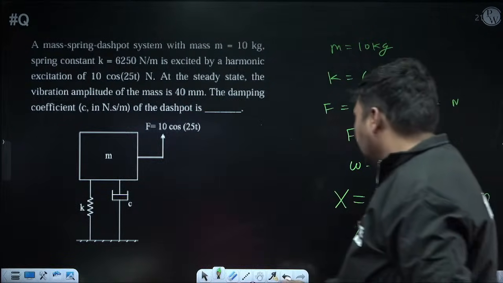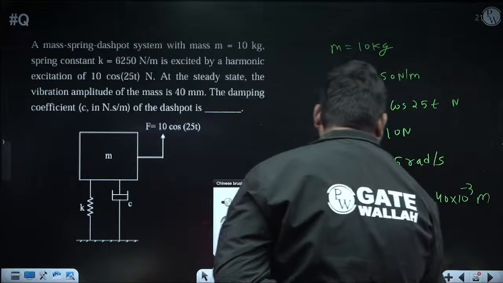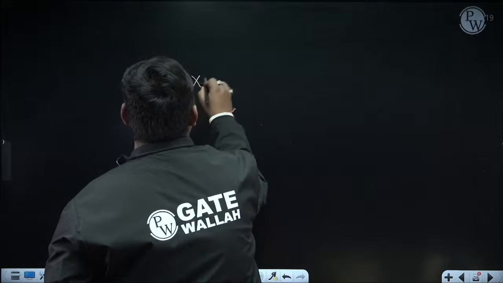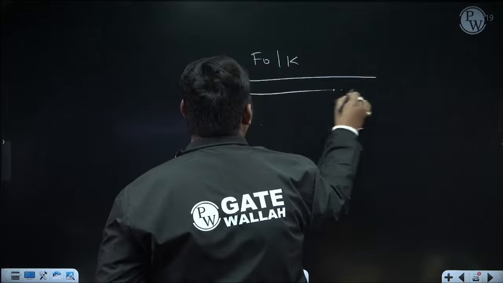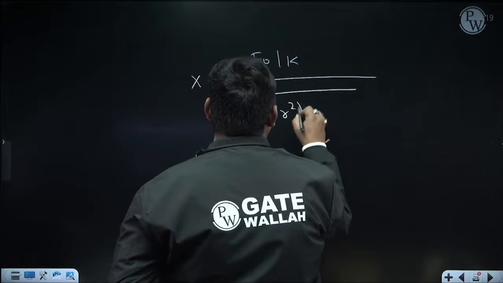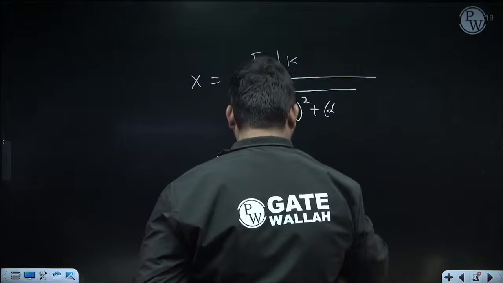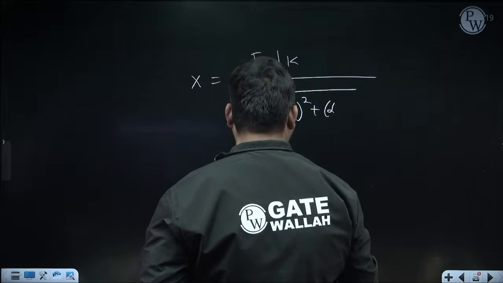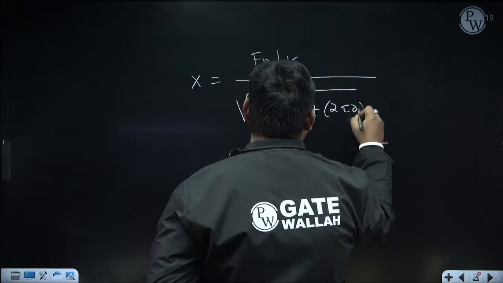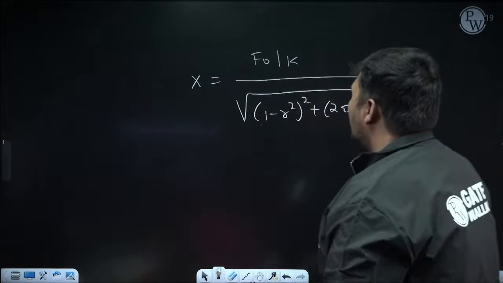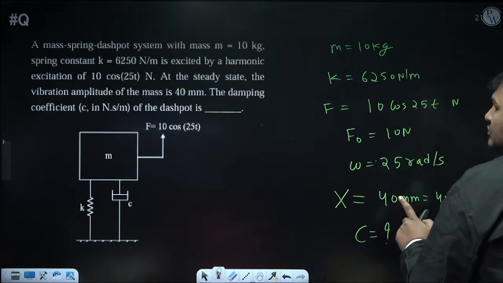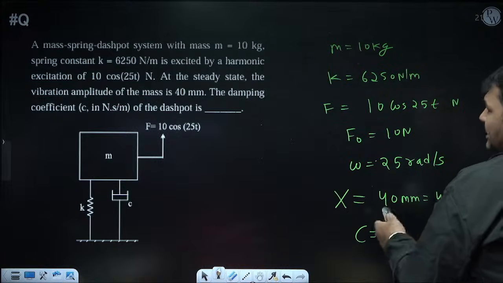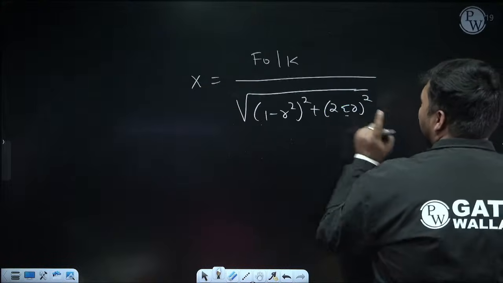So see, here capital X is given. Now what is the formula to calculate capital X? It is F naught by K upon root over 1 minus R square whole square plus 2 zeta R whole square. Now here our capital X is given, so from this capital X we'll find zeta, because C is unknown means zeta is unknown. So first we'll calculate zeta, then from the equation of zeta we can calculate C. So here our objective is to calculate zeta.